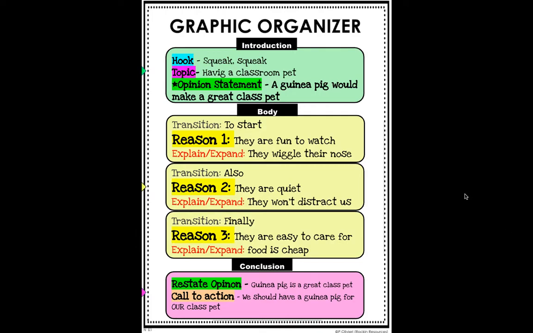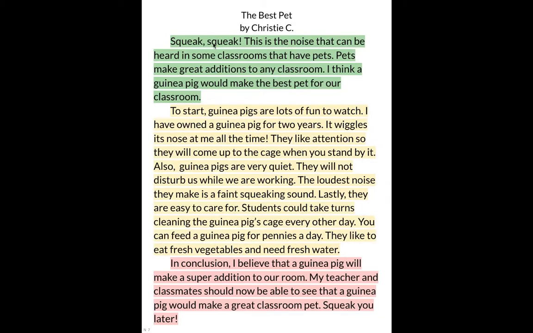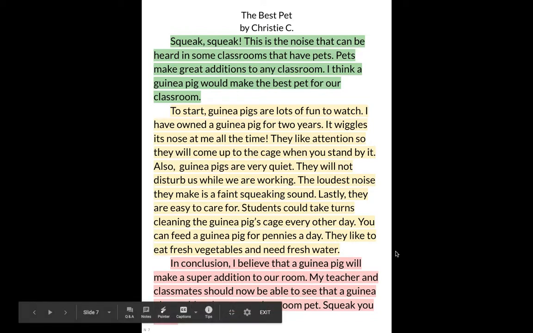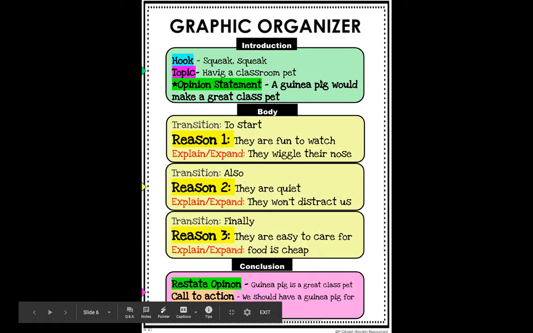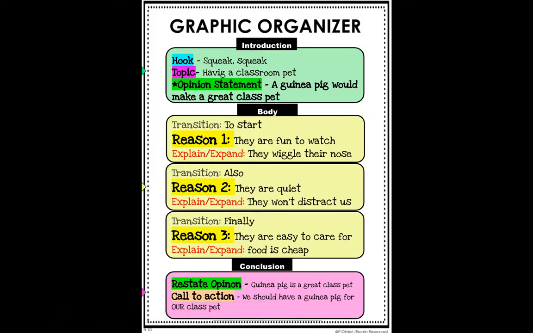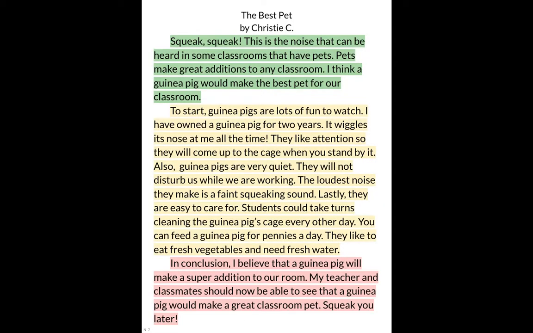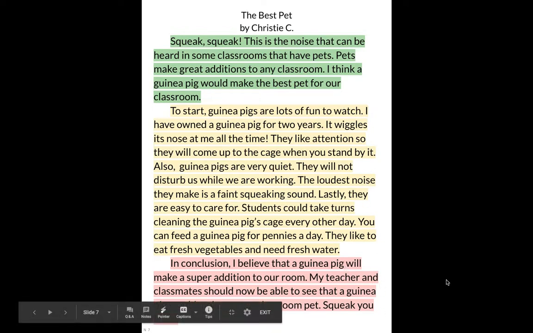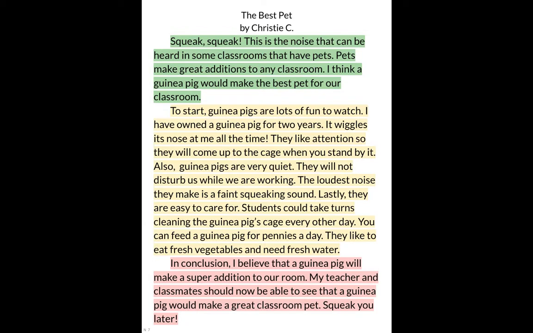So this author went and actually made this into full paragraphs. The last part was really just the graphic organizer and their outline that helped them organize. But here is where they put it into full paragraphs. This green paragraph up here is our introduction. The yellow is the body. And then the red is our concluding paragraph. And as I read this, you'll see little arrows come up, and we'll point out all those parts that we included in the graphic organizer for an opinion essay.